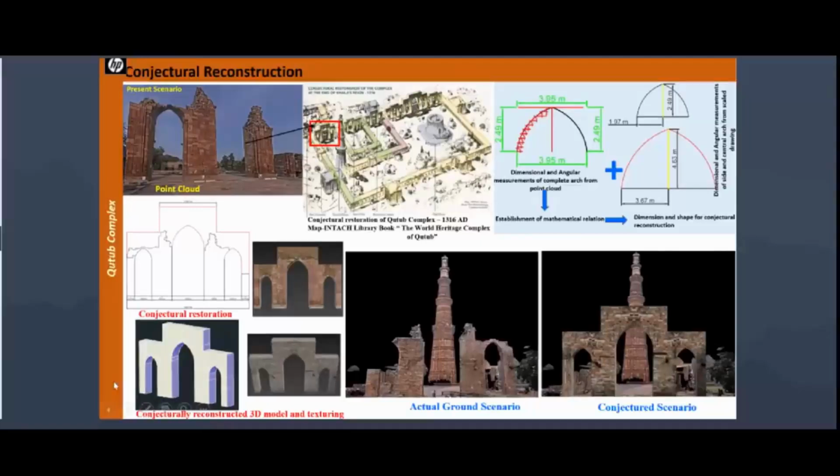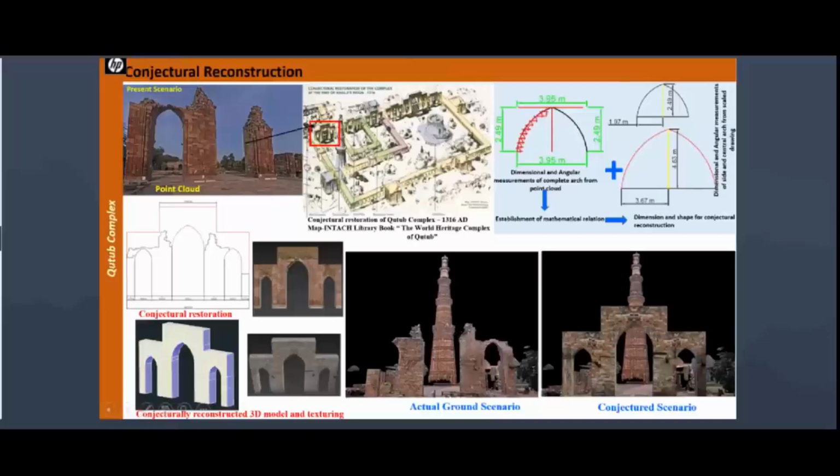And this is the actual ground scenario. If any one of you has visited Qutub Minar, this is a very iconic photograph of Qutub Minar taken from in between these broken arches. So this is the actual ground scenario, and this should have been the scenario in 1316. This is the conjectured scenario. Once we have this 3D model, it can be used for various applications. So this is one of the applications.